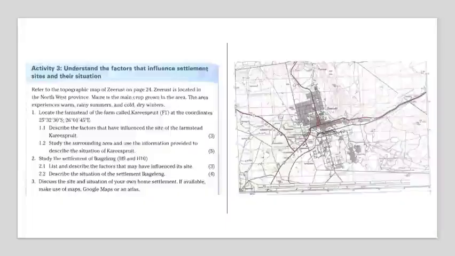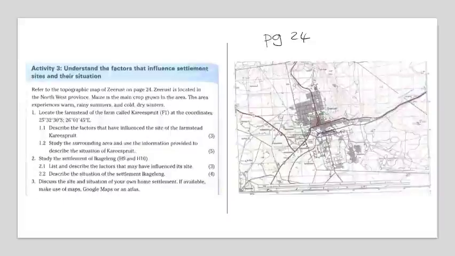Okay, so activity 3. Understand the factors that influence settlement sites in their situation. They've given us a topographic map of Zeerust on page 24. Zeerust is located in the northwestern province. Maize is the main crop grown in this area, and the area experiences warm, rainy summers and cold, dry winters. Guys, you'll find this on page 24 in your textbooks. Go look at it. You can't clearly see what I'm seeing. There's not detailed information on here. You have to look at it in your textbook.